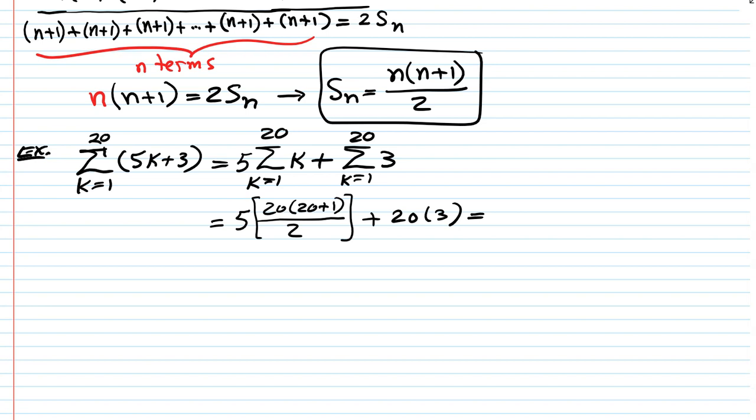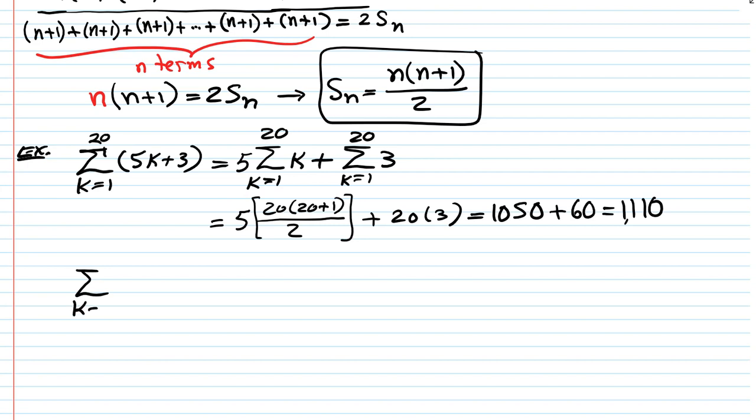Well, to the left, I can simplify: 20 times 21 is 420, divided by 2 is 210... Actually, 100 by 2 is 50. 50 times 21 is 1050. And 20 times 3 is 60. So that sum should be 1110. See how quickly we can find the sum? Thanks to the properties and the formula that we have.